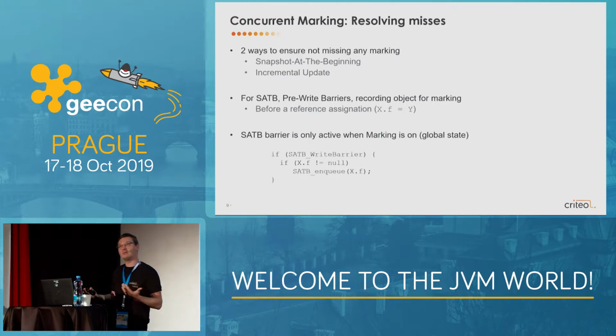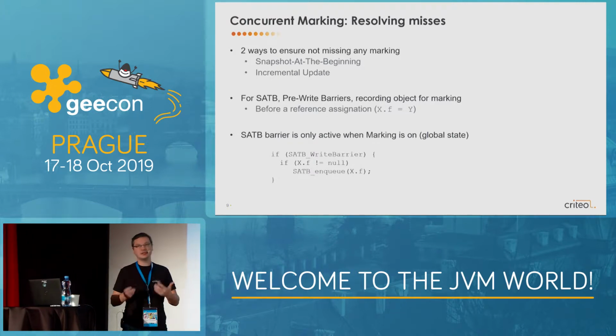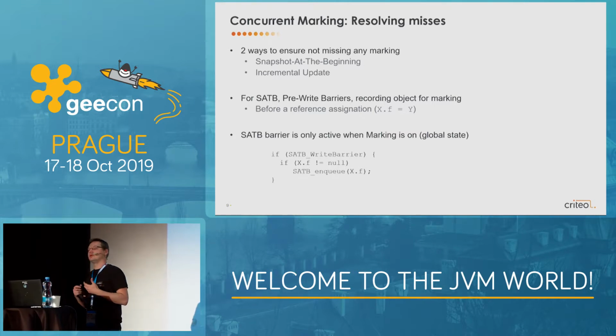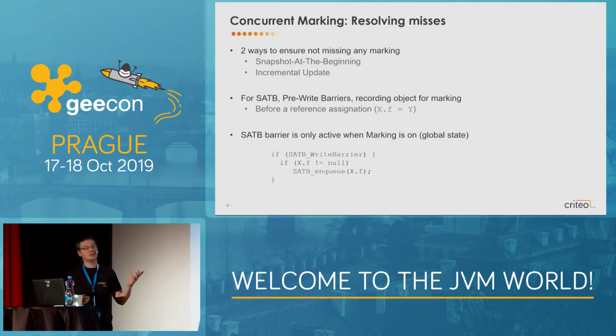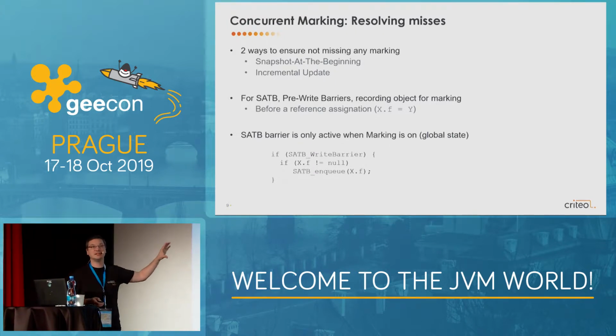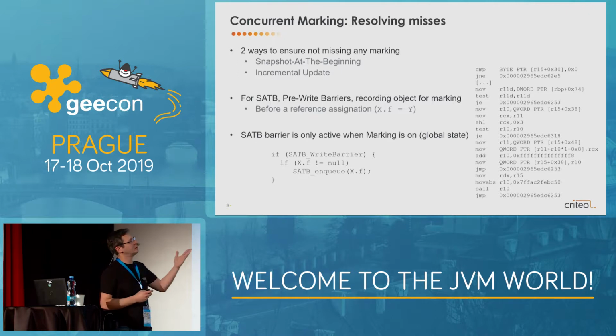So if the write barrier is active, and only if the previous value of the field is different from null, we enqueue this reference to be processed later. For each reference assignation, we have this kind of code that is inserted by the JIT. So this is the kind of native instruction code that is emitted.